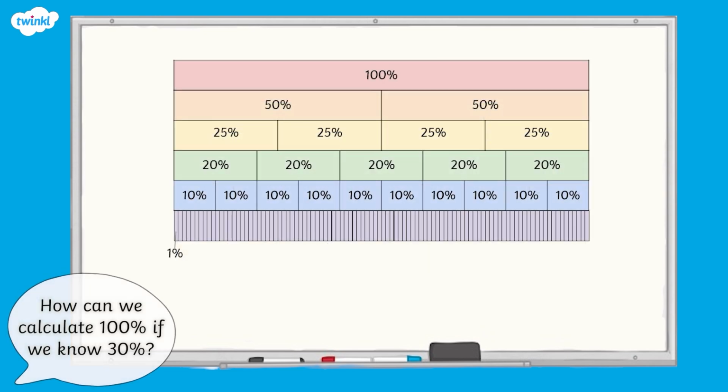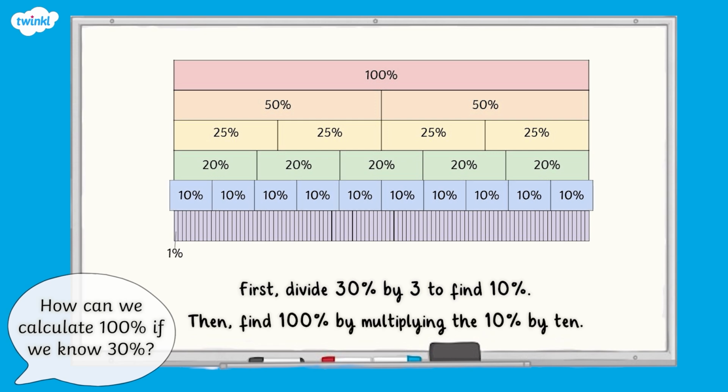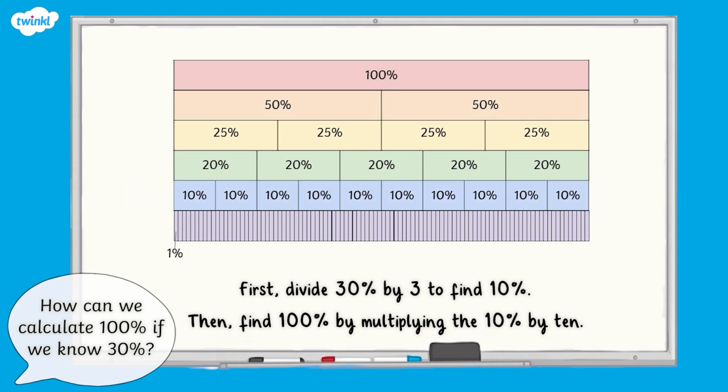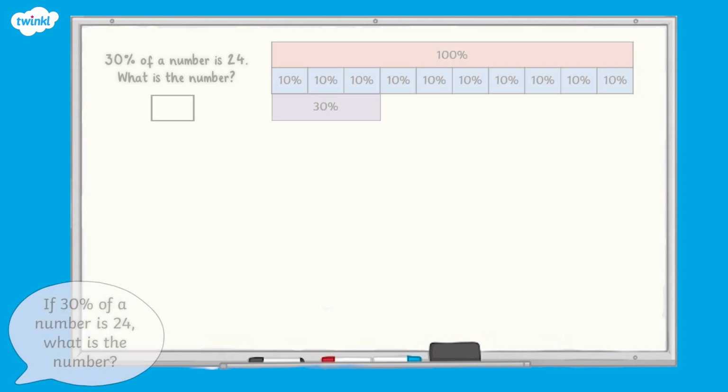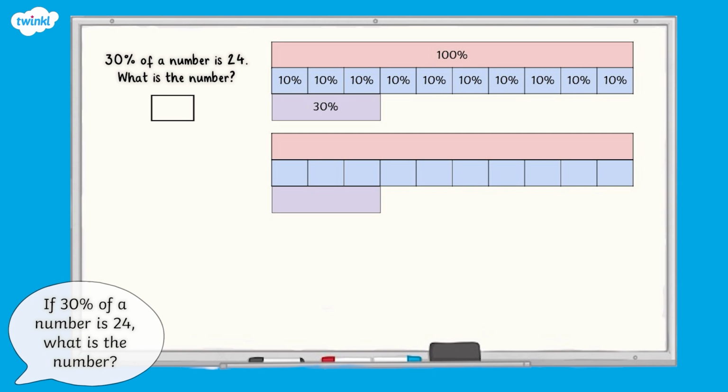How can we calculate 100% if we know 30%? 30% isn't in our percentage rule, but we can use 30% to find 10% by dividing it by 3. Then we can find 100% by multiplying the 10% by 10. So let's try it. 30% of a number is 24. What is the number? We can use this bar model to help us to find 100%.